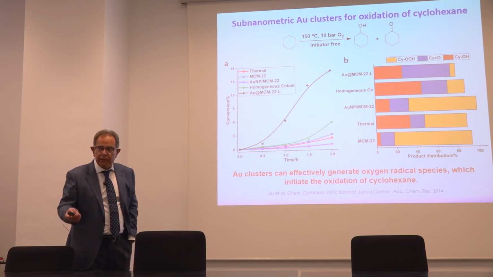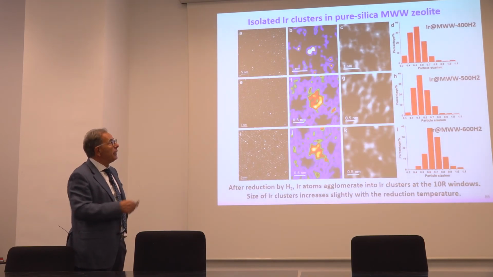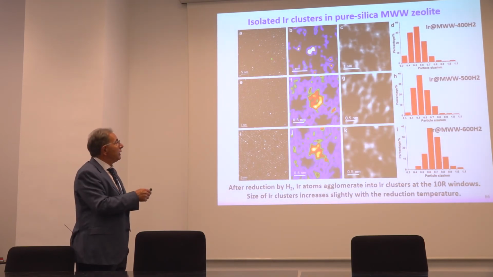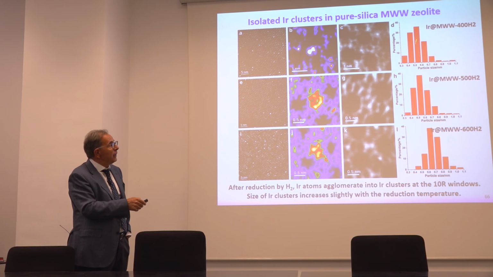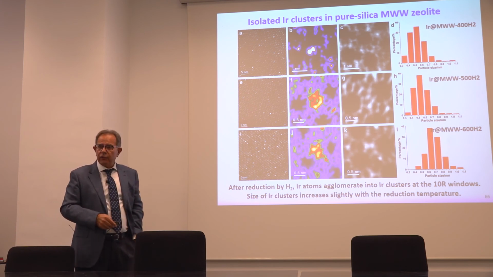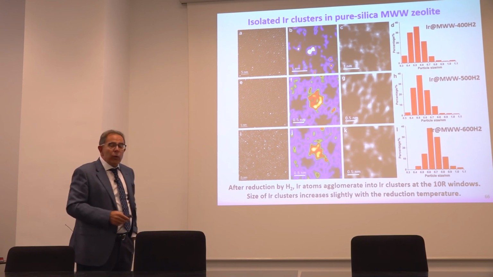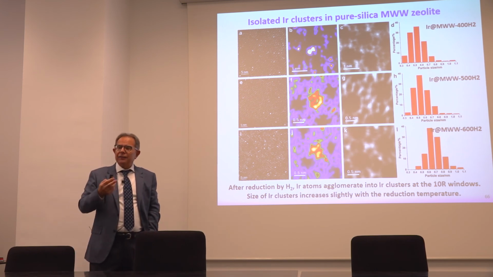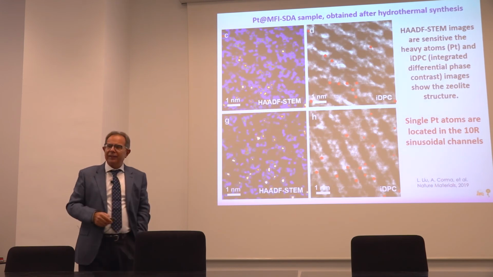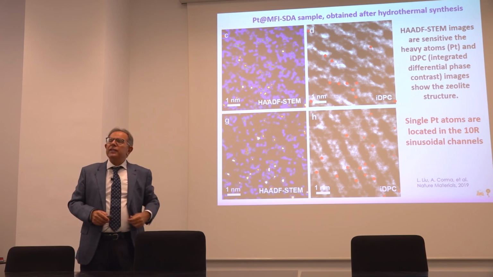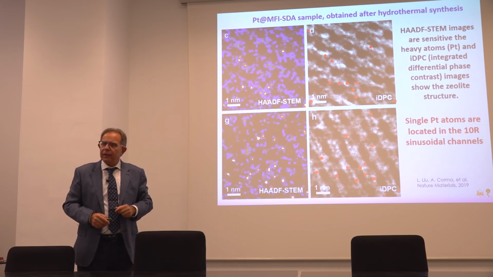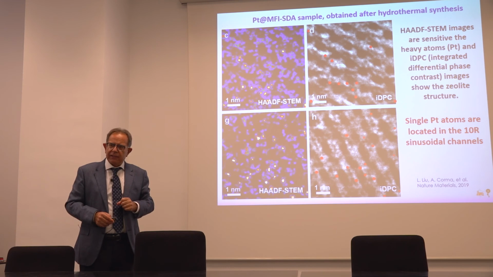We can put other metals and achieve the same thing, like iridium. In this case, we can have single atoms, and when we treat with hydrogen we get clusters, subnanometric clusters, as you can see there, even treating at different temperatures in hydrogen. We could look into where those nanoparticles are located, and I will show you that when working with ZSM5, platinum in pure silica ZSM5.